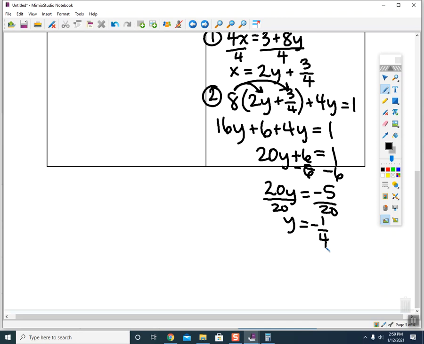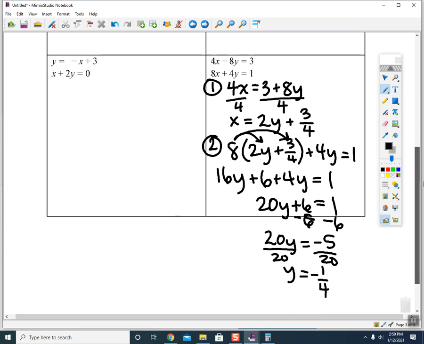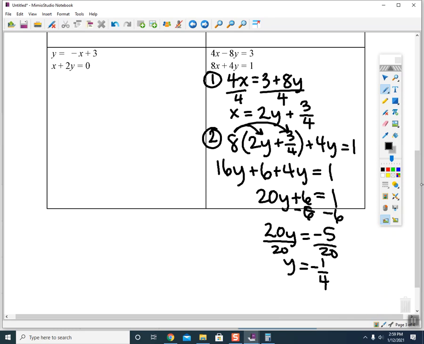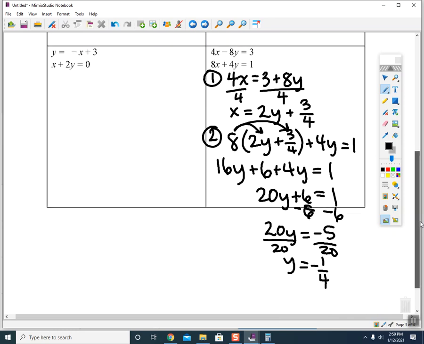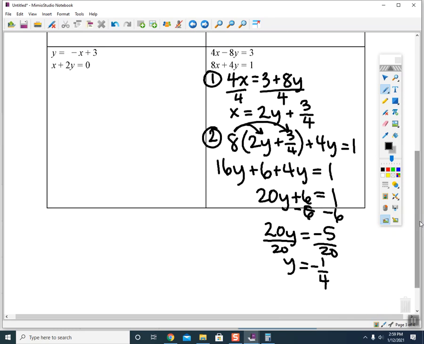So now I'm going to take that and plug it back into one of my equations. And I think I'm going to use this one. And here's why. This is my thought process behind this.